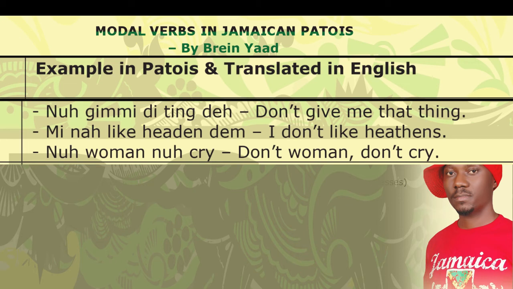And the word for heathen in Jamaican we say Eden. To mean heathens. Eden. Me not like Eden them. I don't like heathens. Pagans. And then the last example under don't is no woman, no cry. And that is a song by Bob Marley.